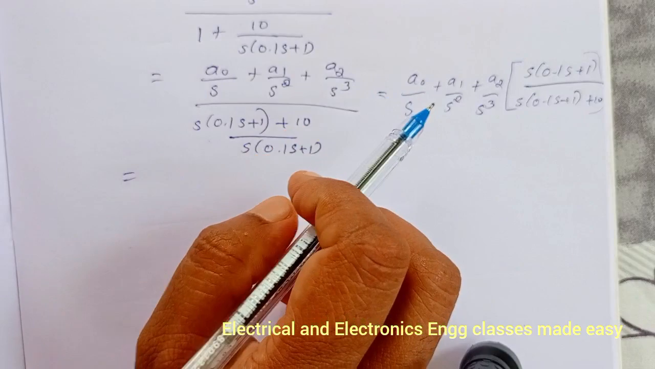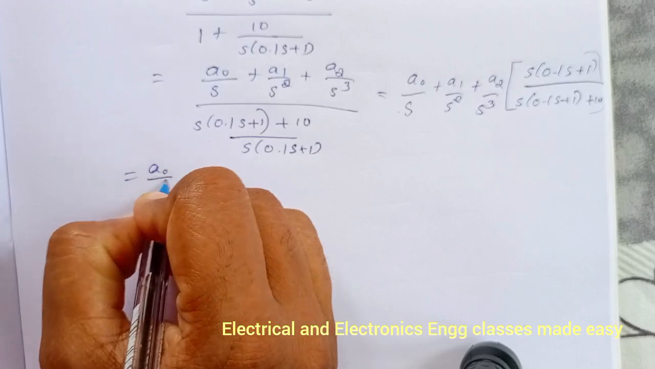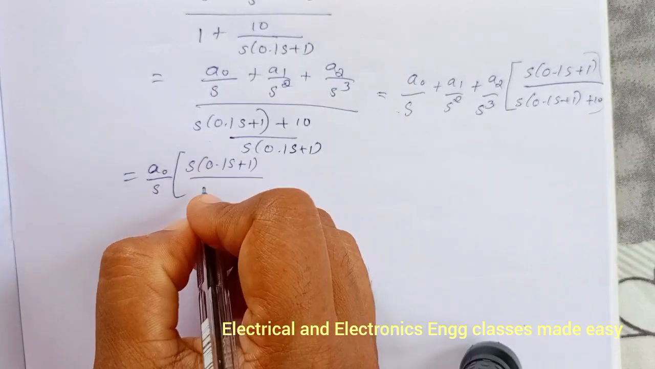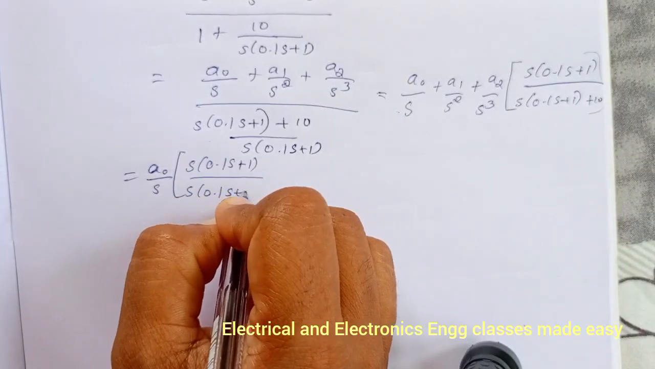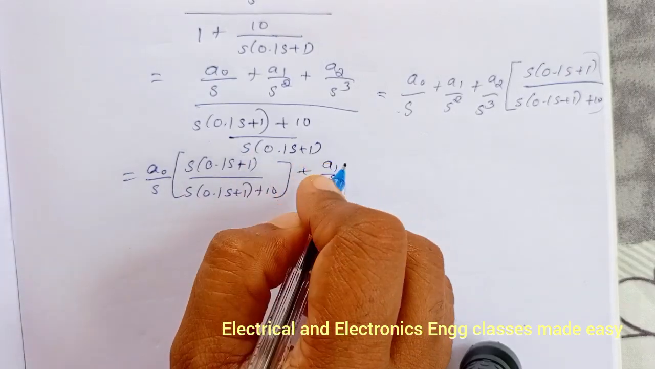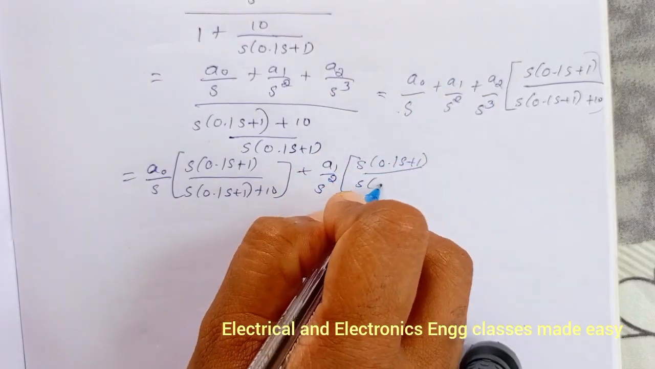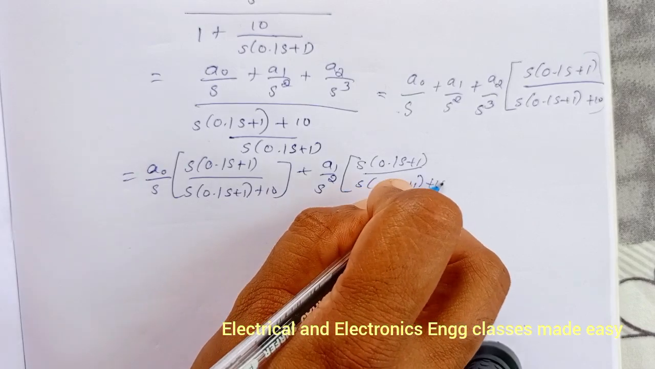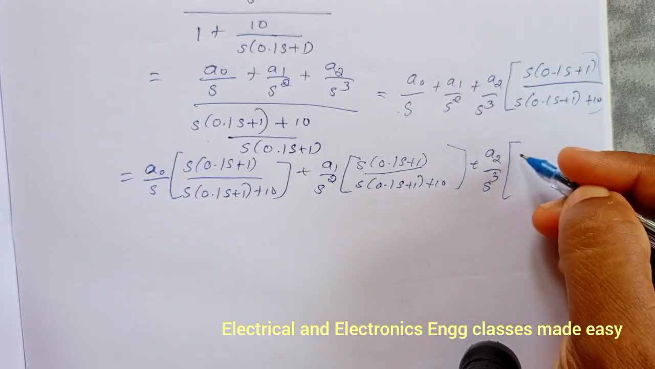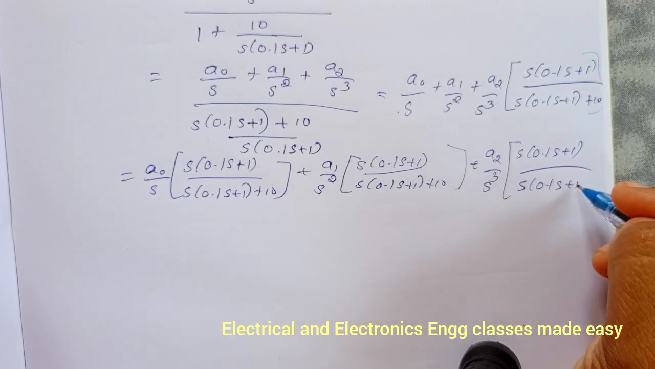And that is equal to, we can open this bracket here, so a0 by s into s(0.1s + 1) divided by s(0.1s + 1) + 10, then plus a1 by s² into s(0.1s + 1) divided by s(0.1s + 1) + 10, then a2 by s³ into s(0.1s + 1) divided by s(0.1s + 1) + 10.